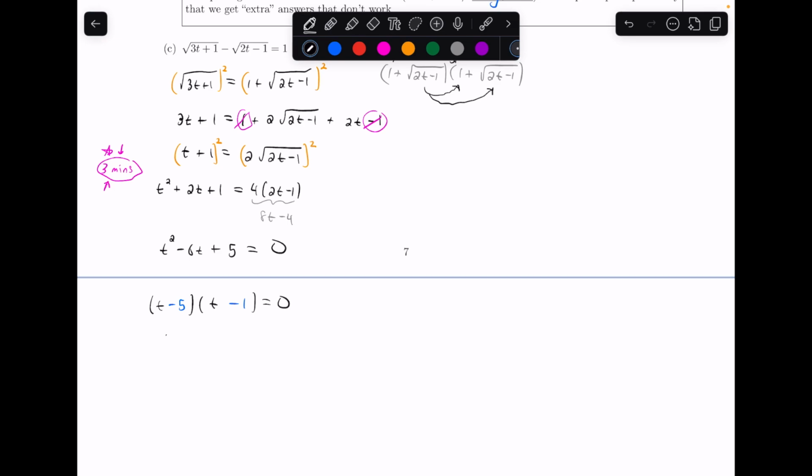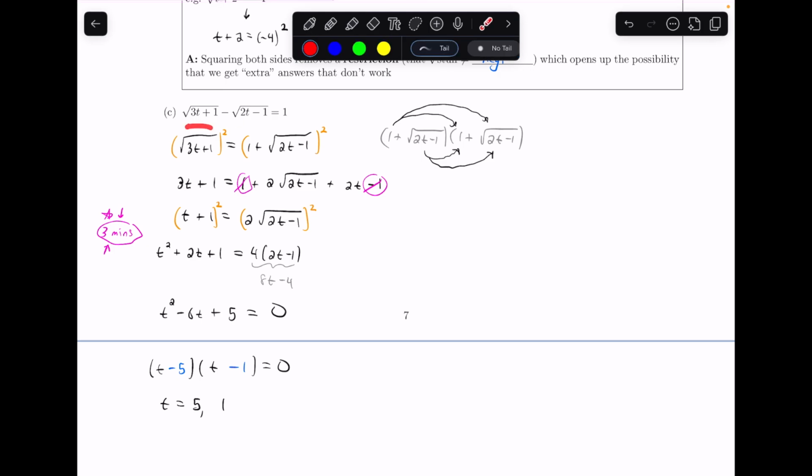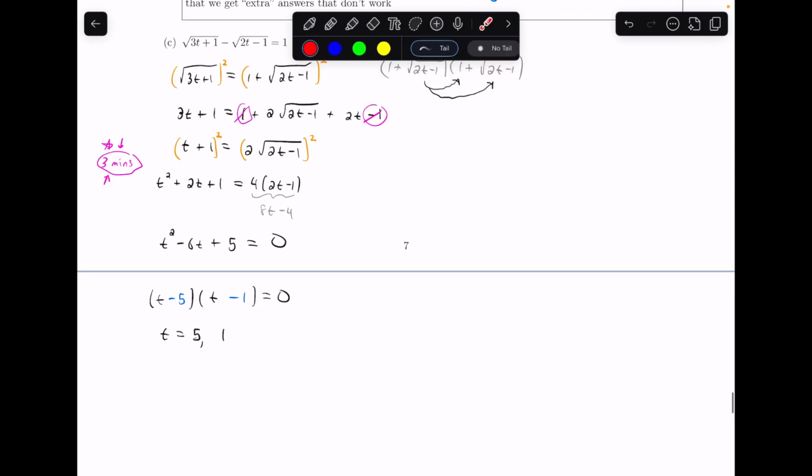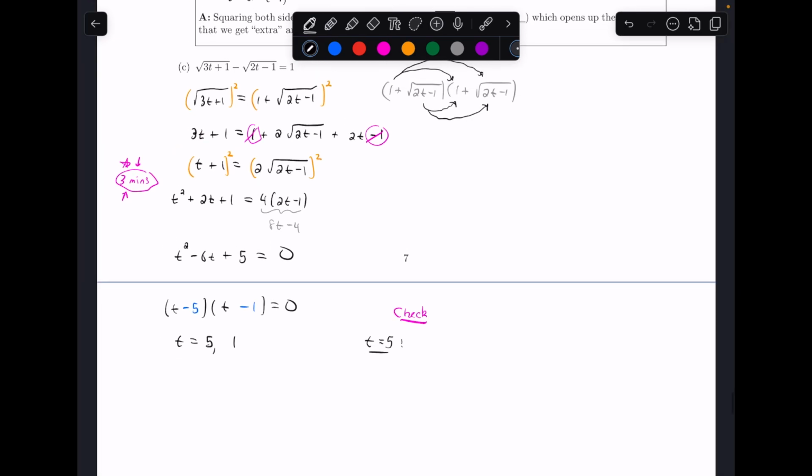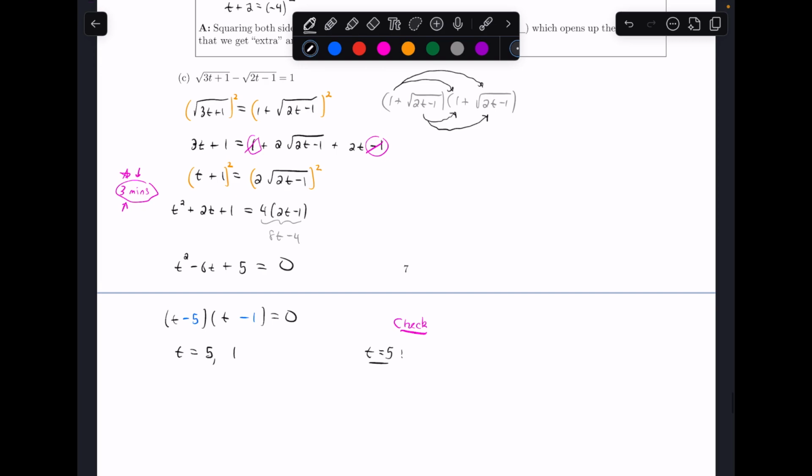So now from the first parentheses, I get t equals 5. From the second one, I get 1. Okay. And then because I had variables inside of even roots, I have to check for extraneous solutions. So let's check. First I got to check t equals 5. Let me just make sure I can see the original problem. So if I plug it in, square root of 3 times 5 plus 1 minus the square root of 2 times 5 minus 1 equals, question mark, does that equal 1?